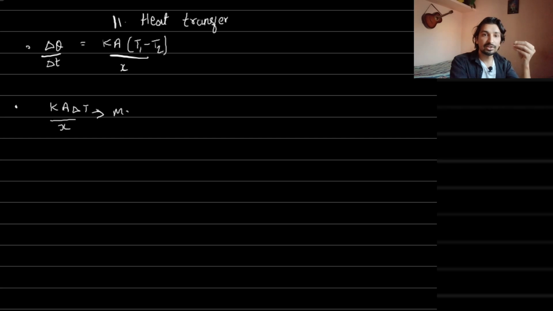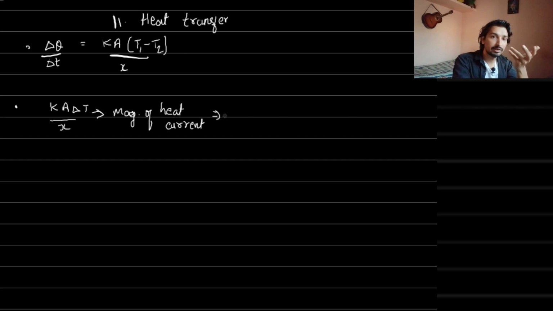Change in heat energy by time gives you constant into area into T2 minus T1 by x. Okay, and next you also have K into area into delta theta by x. So basically the same top formula only I have written. That gives you the magnitude of heat current. Okay, so change in heat by time is nothing but heat current only.